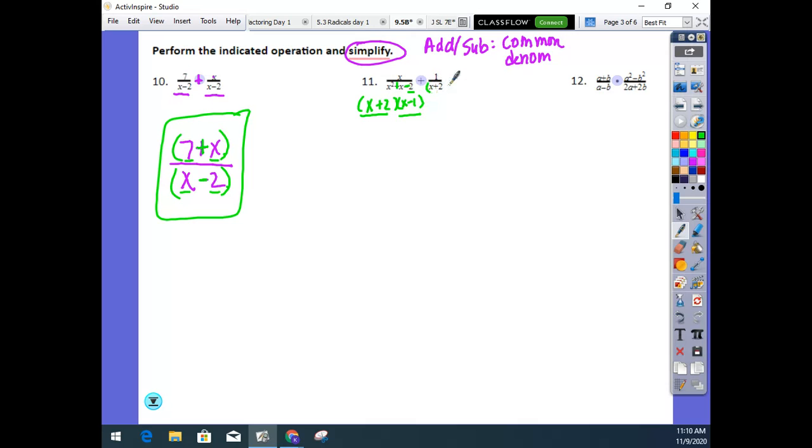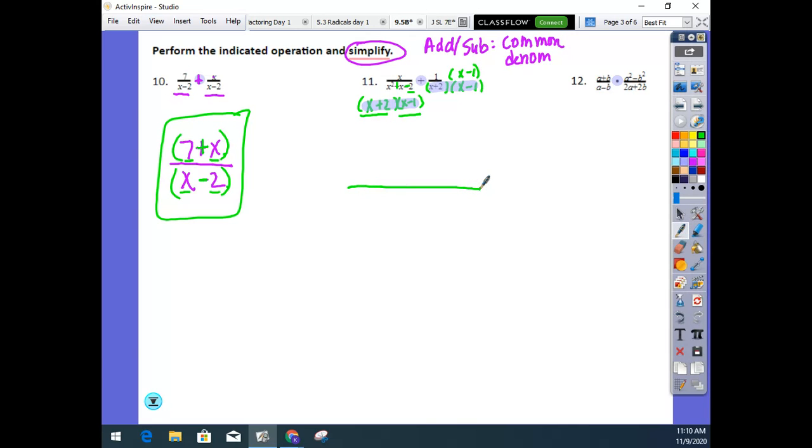In this denominator, I already have an x plus 2. What else do I need? So it's a common denominator, x minus 1. If you need to multiply the bottom by x minus 1, you need to multiply the top by x minus 1. We now have a common denominator made up of our two common factors.